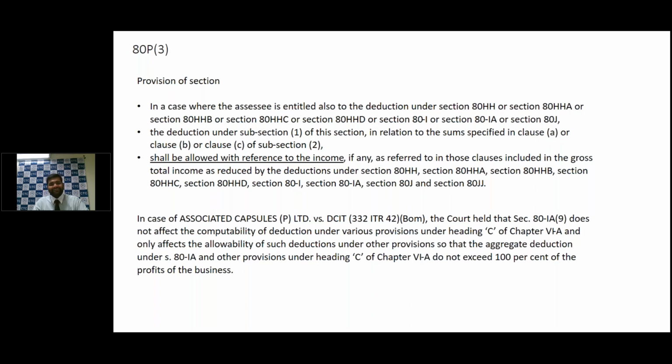This judgment may be used in this context also. In respect of one activity, if I am eligible for 80P deduction as well as deduction under section 80IA, for example, I will compute deduction under section 80IA, I will compute deduction under section 80P separately, and I can claim deduction only to the extent that it shall not exceed my income from the specified activity.